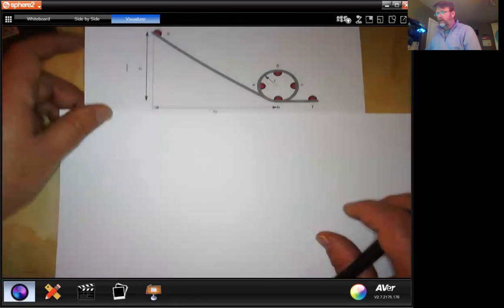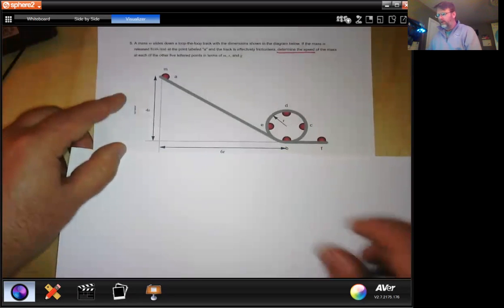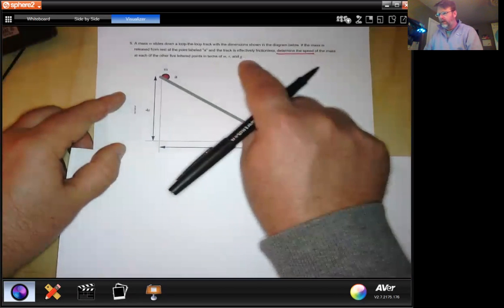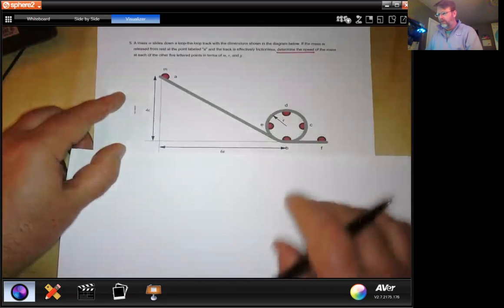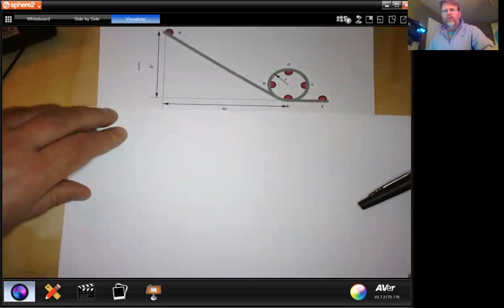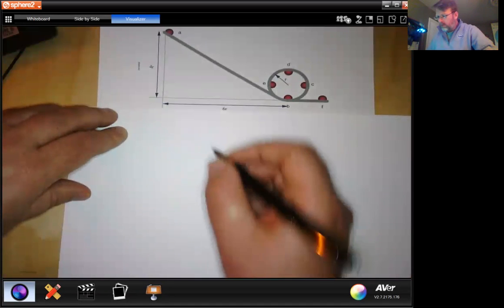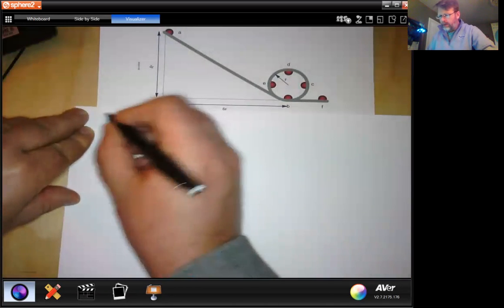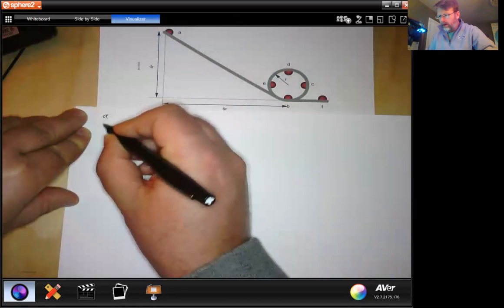Okay, so like I said, this is a question that's very unique. They don't give us any numbers and we're trying to solve for this speed. So what we're looking for here is what's happening at each point. So let's start with point A.